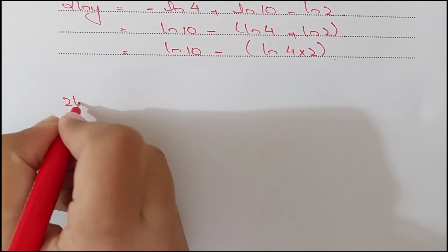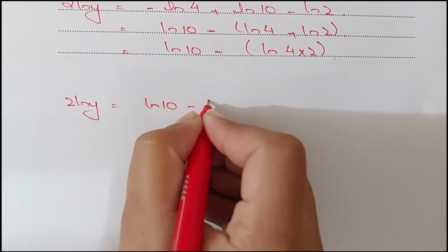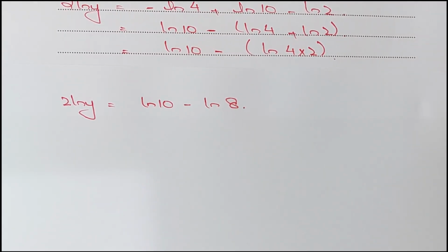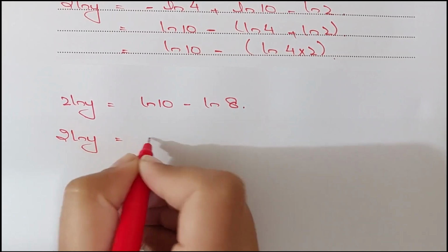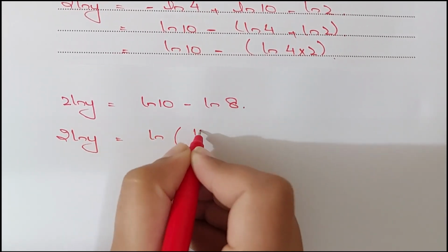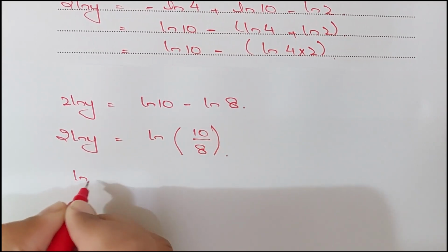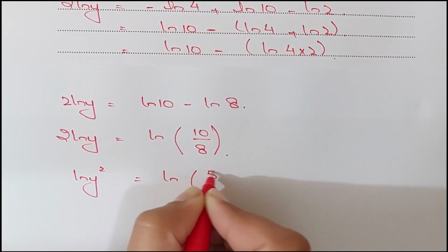So 2 natural log of y equals natural log of 10 minus natural log of 8, right? Now we have to use a division property. So 2 natural log of y equals natural log of 10 by 8, right? And natural log of y square is equal to natural log of 2 times 5 is 10, 2 times 4 is 8.